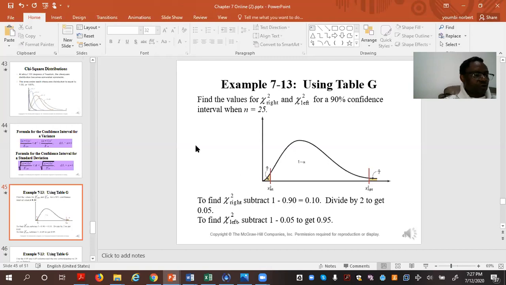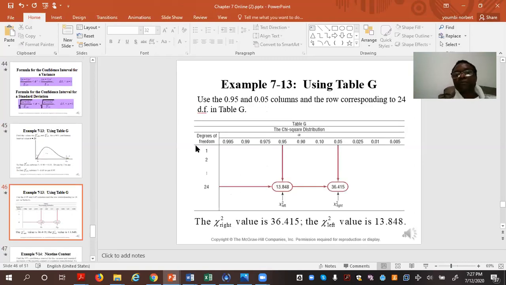So to find the chi-square left, you go below 0.95 to degree of freedom of 24. Can you tell me what you see? What number do you see under 0.95, degree of freedom of 24? 13.848. You can see on the PowerPoint, that is the chi-square left.